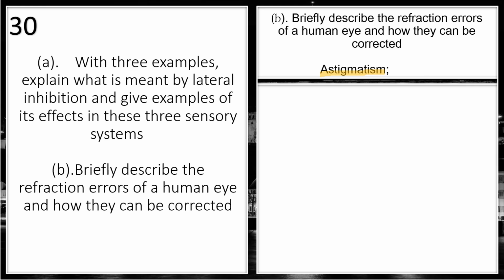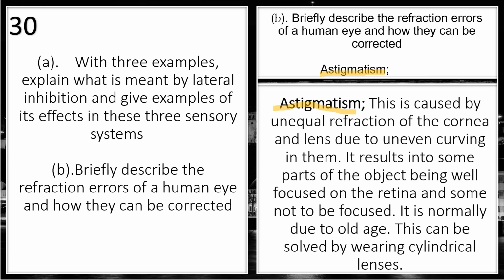Astigmatism. Astigmatism is caused by unequal refraction of the cornea and lens due to uneven curving in them. It results in some parts of the object being well focused on the retina and some not. It is normally due to old age. This can be solved by wearing cylindrical lenses.